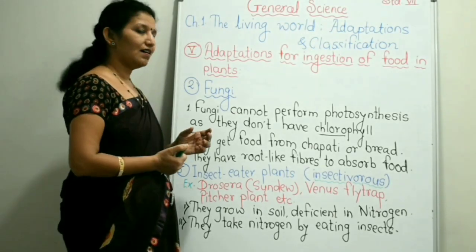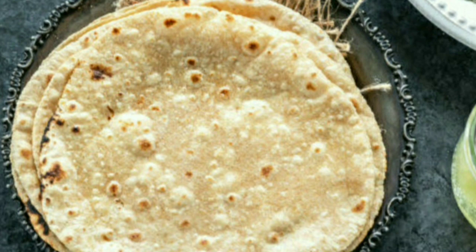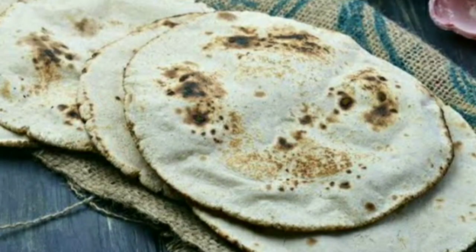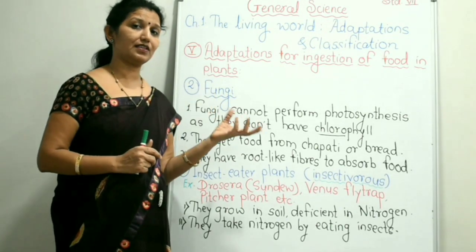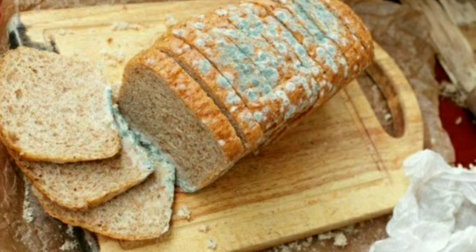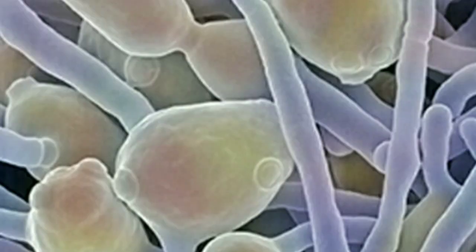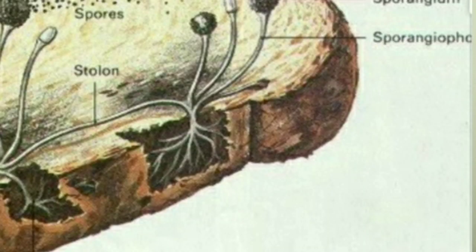We know that when we keep bread or chapati or bhakri for 2 to 3 days and we forget to see it, after that, when we see it after 2 to 3 days, what happens? There is white growth of something. You must have seen that, and that white growth is nothing but fungus. Development of fungus is there, and these fungi are white in color sometimes, and these fungi cannot perform photosynthesis because they do not have the green colored pigment named chlorophyll.